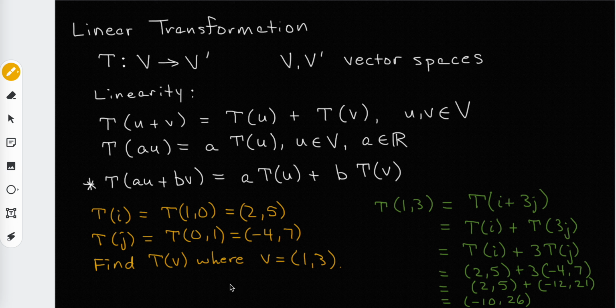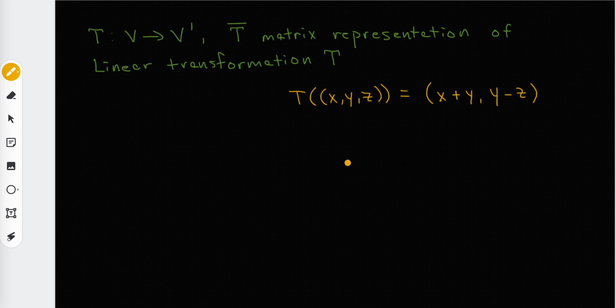Now, in the last video, we talked about linear transformations, what a linear transformation is, how they're defined, and the rules behind linearity. In today's video, I wanted to talk about linear transformations and their matrix representations. So every linear transformation can be represented by a matrix.